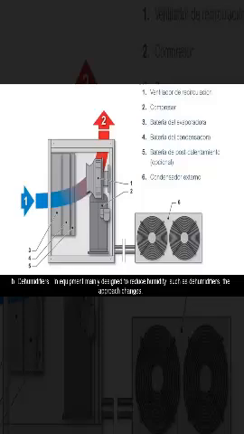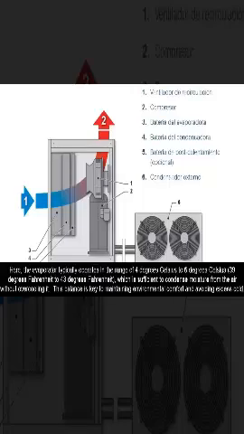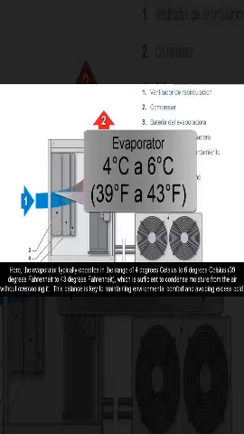B. Dehumidifiers. In equipment mainly designed to reduce humidity, such as dehumidifiers, the approach changes. Here, the evaporator typically operates in the range of 4 degrees Celsius to 6 degrees Celsius, 39 degrees Fahrenheit to 43 degrees Fahrenheit, which is sufficient to condense moisture from the air without overcooling it. This balance is key to maintaining environmental comfort and avoiding excess cold.